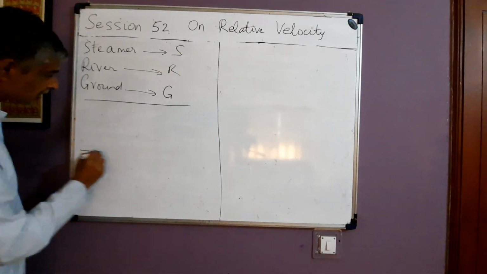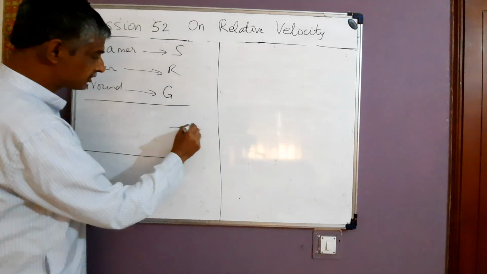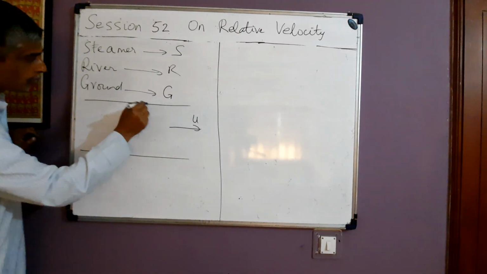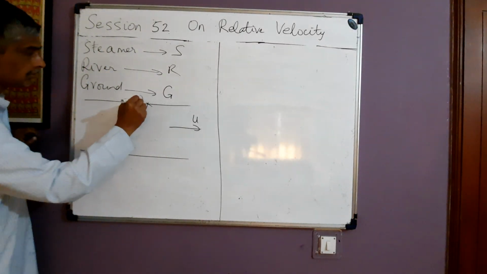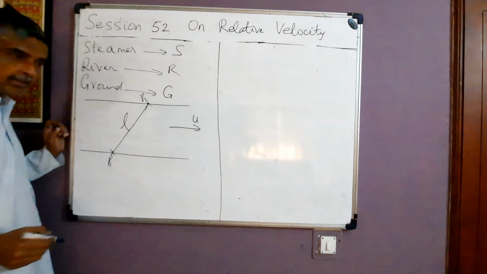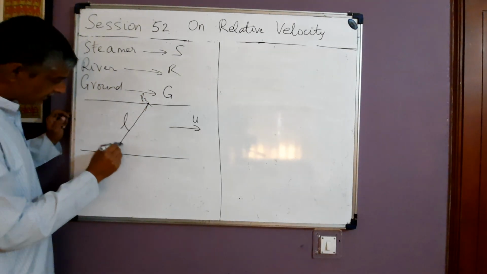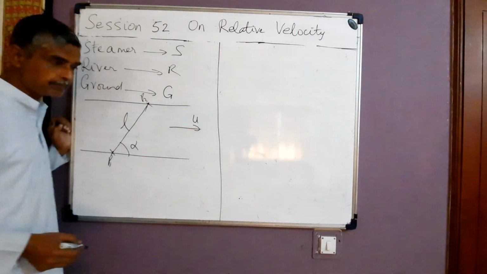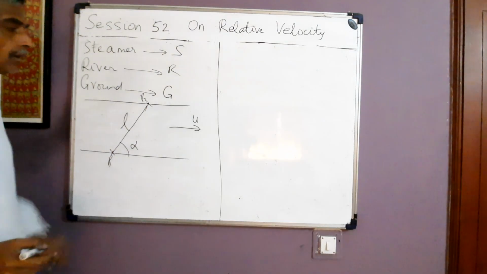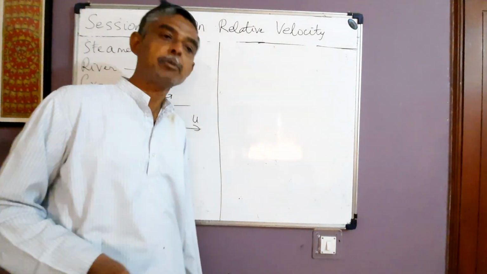This is the top view of the river, flowing at a constant speed u with respect to ground towards east. P1 and P2 are two points on the opposite banks of the river. This is the line joining P1 P2, separated by distance L, and this line P1 P2 makes an angle of alpha with the river flow velocity. Now the steamer moves from P1 to P2 and then back to P1, and the total time for the complete journey is capital T.